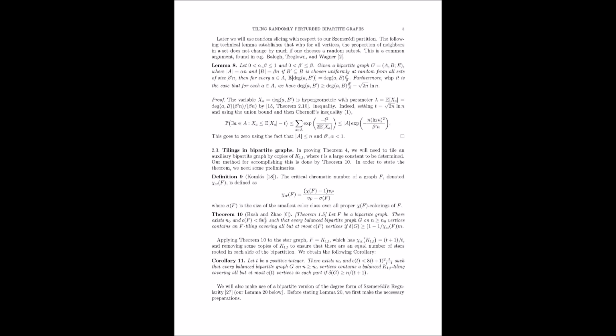Exactly. It's all about making sure that everyone has the potential to be part of a complete bipartite graph. Okay, so they've got this partial tiling, and they've strategically placed the leftover vertices. Now what? Now comes the really clever part.